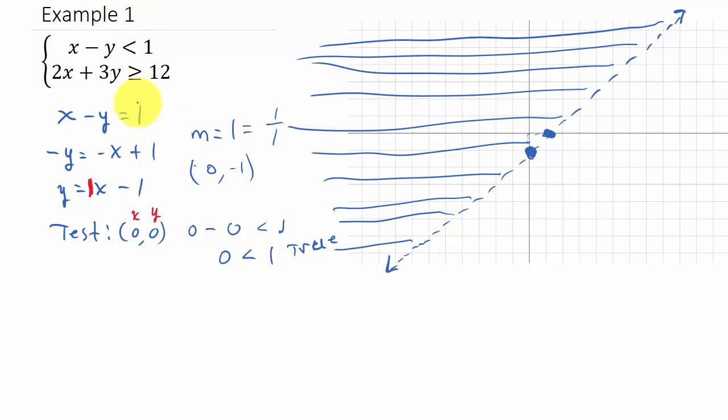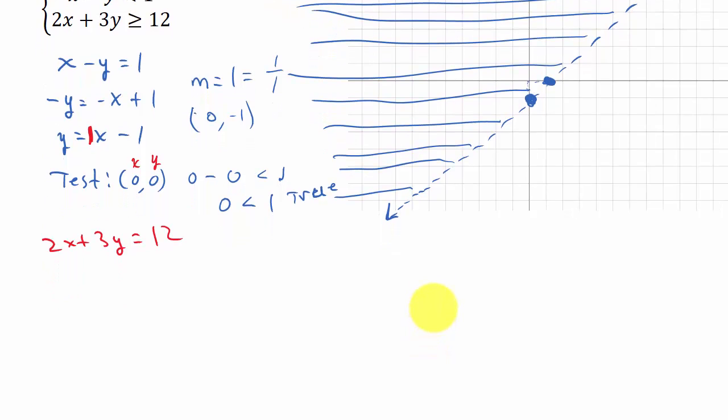Okay, now let's graph the second one, 2x plus 3y is greater than or equal to 12. So I'm going to rewrite this as 2x plus 3y equals 12, because I'm going to graph this line. And now let's solve for y. So I subtract 2x from both sides. That gives me 3y equals negative 2x plus 12. And then I'll divide everything by 3. So y is equal to negative 2/3 x plus 4.